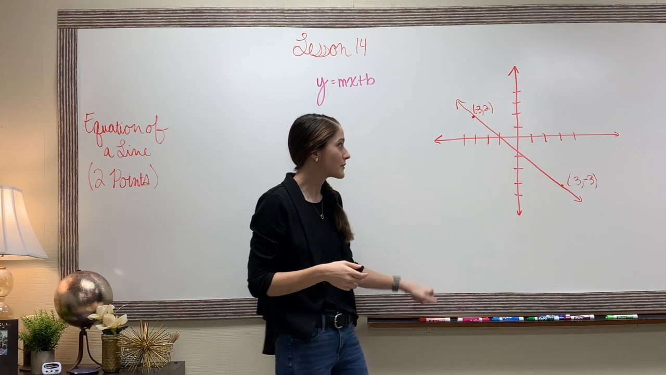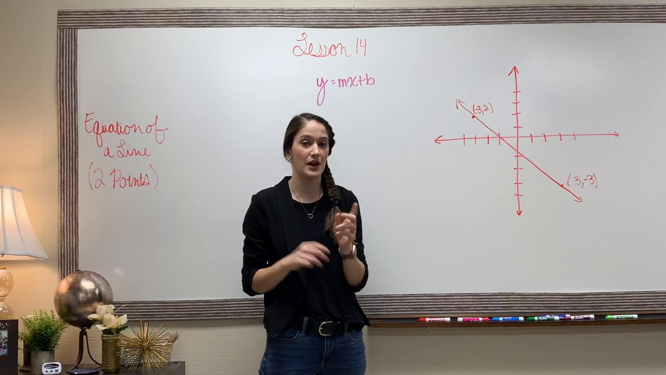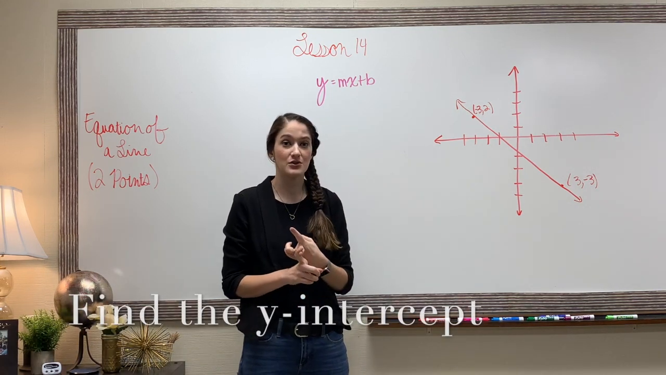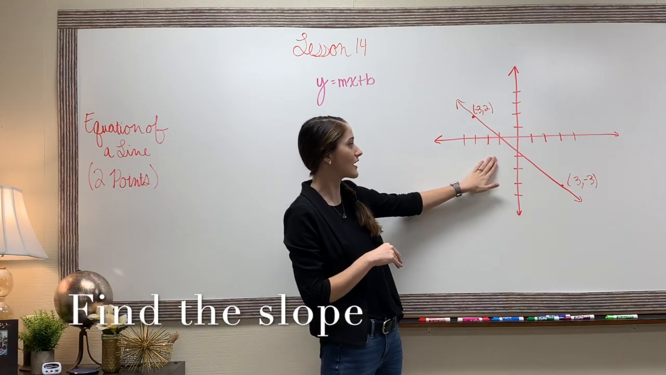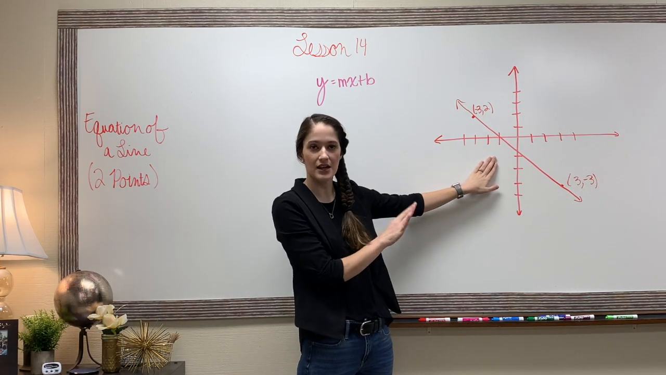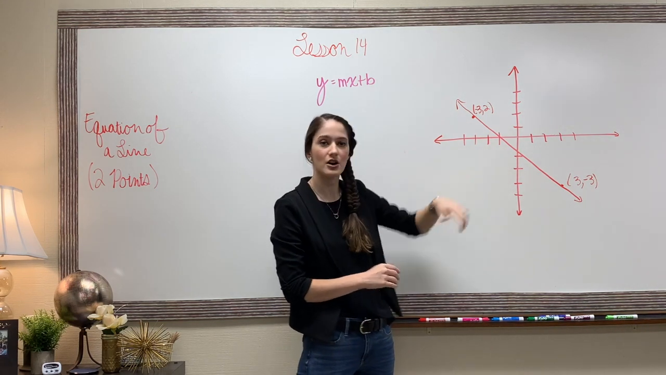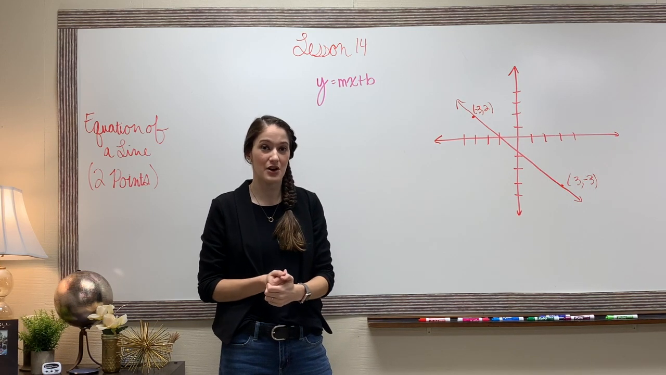And so what we have to remember is when working with y equals mx plus b, there's two things that we need to find. One is our y-intercept, and two is our slope. So you'll notice in this line, now obviously this is not drawn to scale, on graph paper it will look a little bit more accurate, but our line does not cross the y-axis at an integer. So our y-intercept is going to be a fraction.